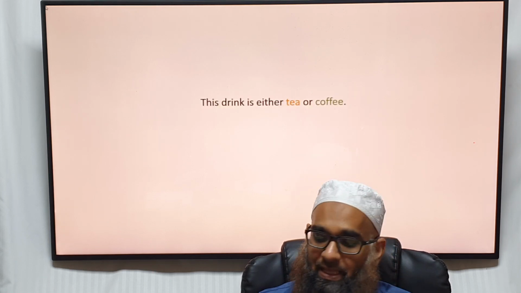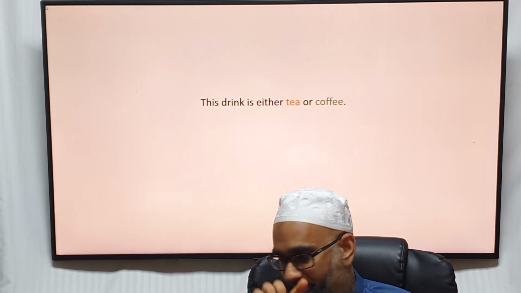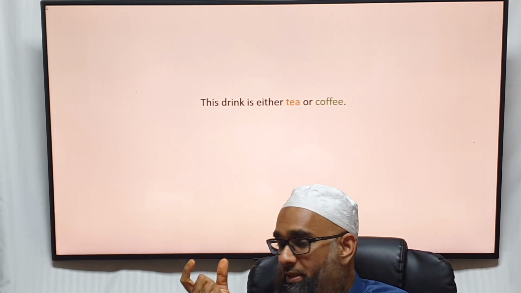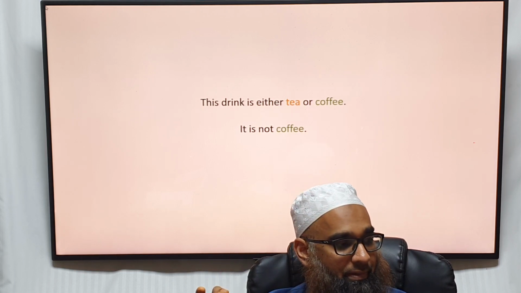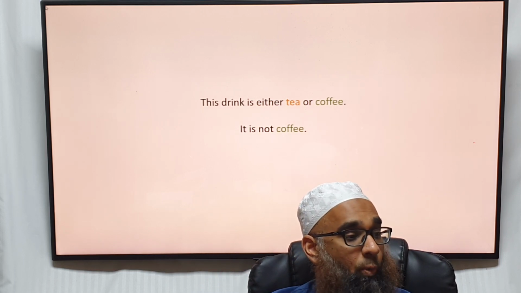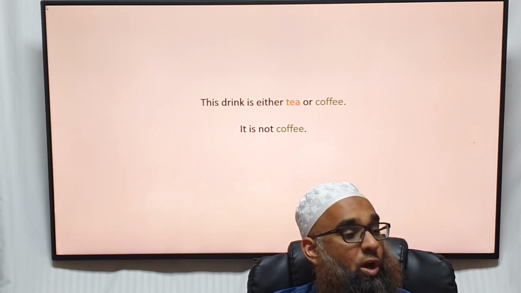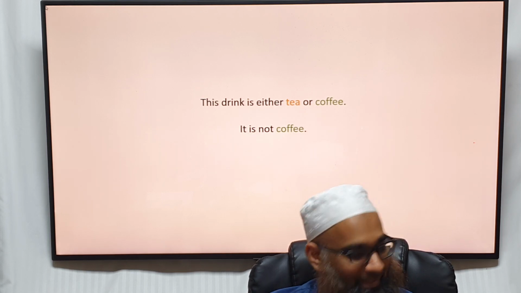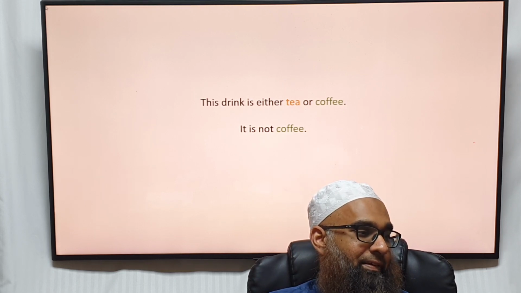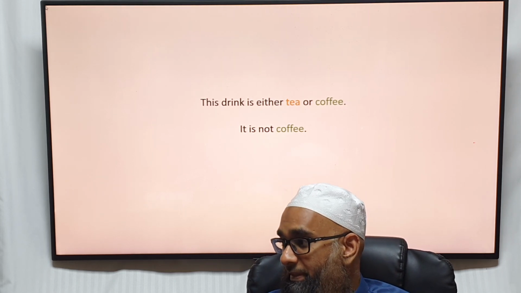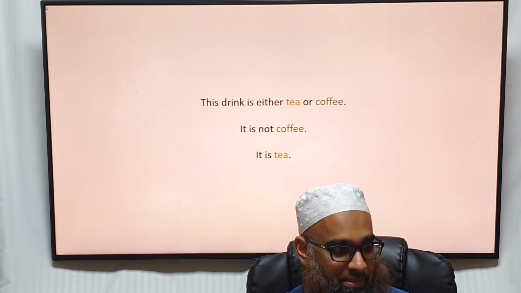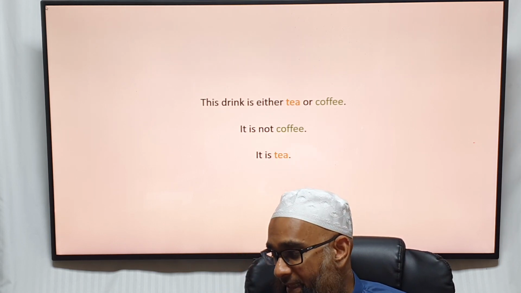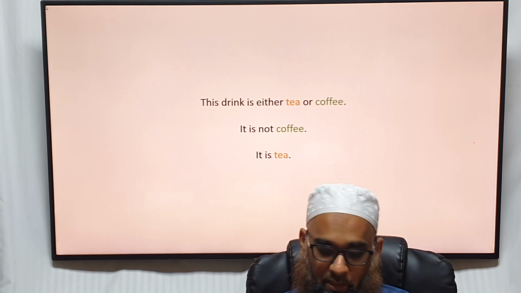For example, this is either tea or coffee. First proposition: it gives a choice between two things, tea or coffee. The second proposition affirms one. It's coffee. So therefore, it's not what? It's not tea. So what does it have to be? Coffee. You get it? Do you understand? It's called a disjunctive syllogism. When you give two options, then you affirm or deny one in the second premise, and then you come to a conclusion based on the second premise.